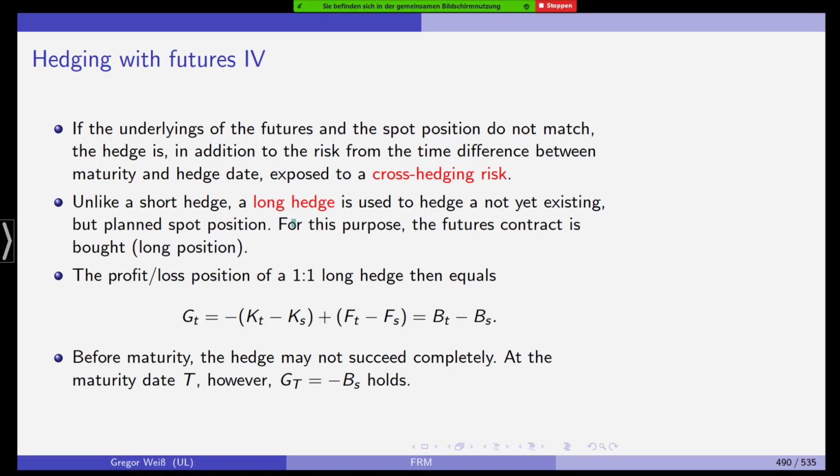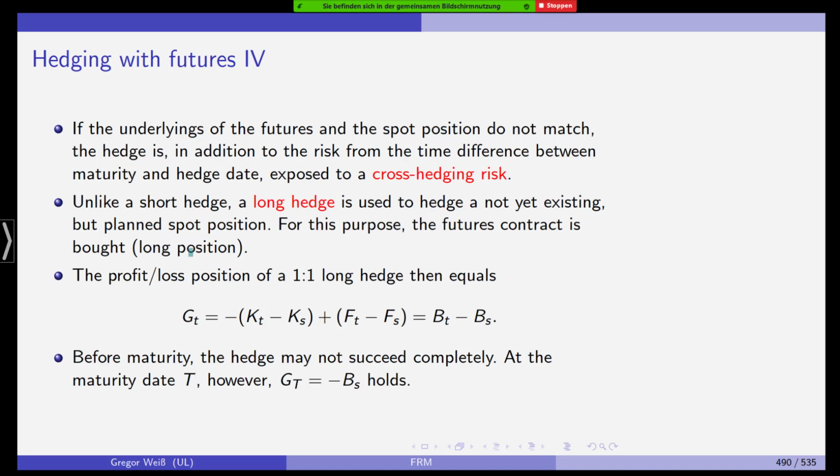So what is this for? It's used to hedge a not yet existing but planned spot position. So if you haven't bought the underlying yet but you're planning on buying it, this could be the case when you know that, for example, in 3 months you need more steel. For this purpose, the futures contract is bought and you go long in the future.